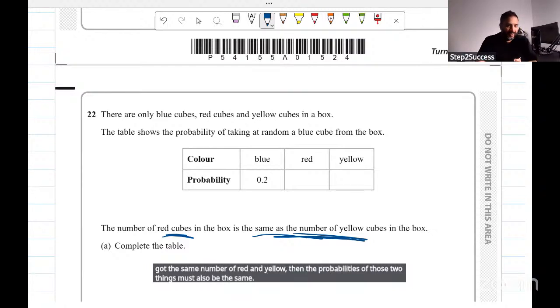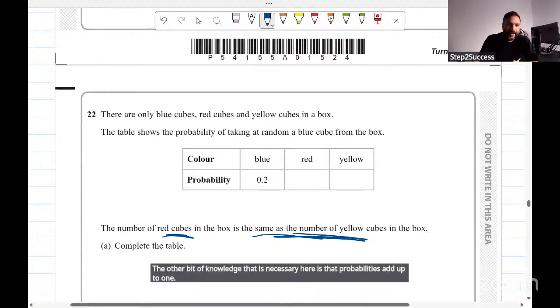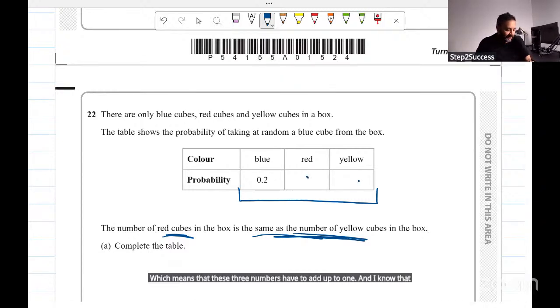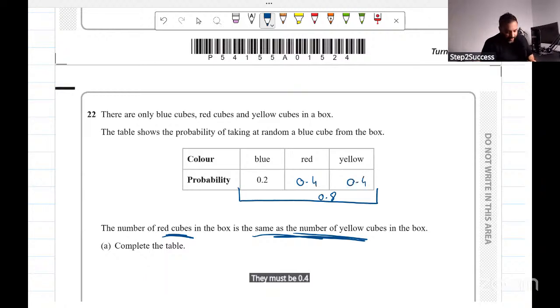The other bit of knowledge that is necessary here is that probabilities add up to 1, which means that these three numbers have to add up to 1. And I know that these two must be the same. So what's left here from the 0.2 is 0.8. And if those two have to be the same, they must be 0.4 each.